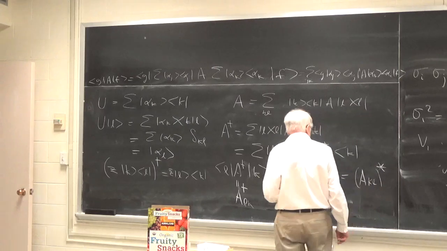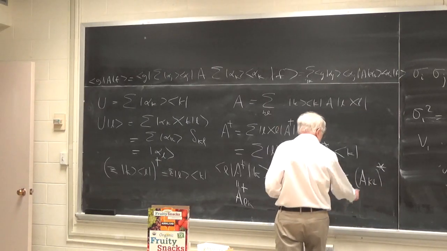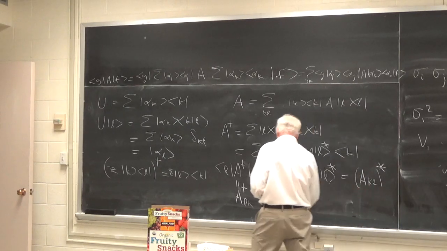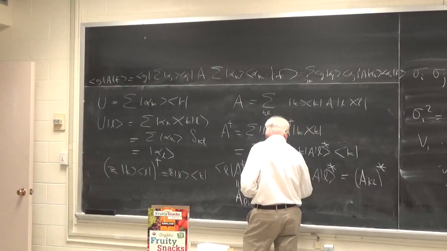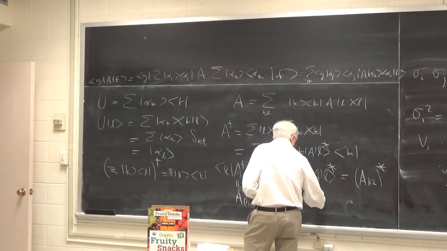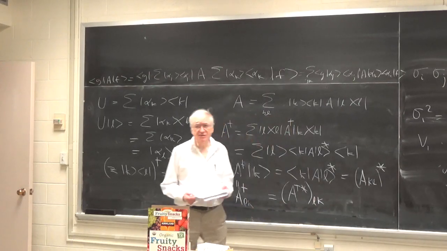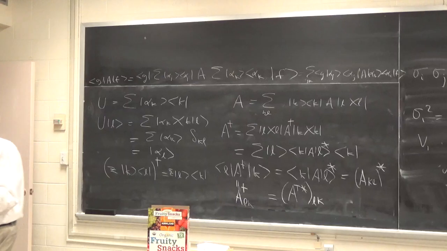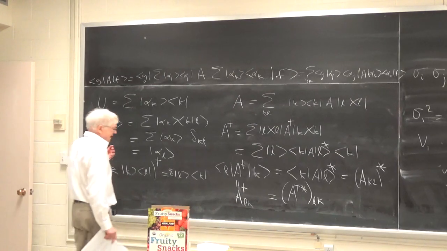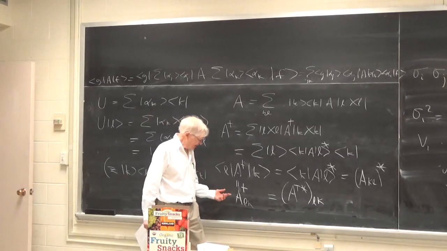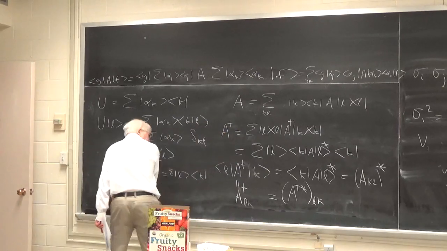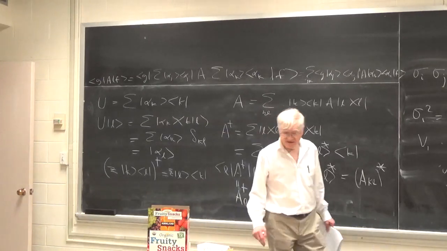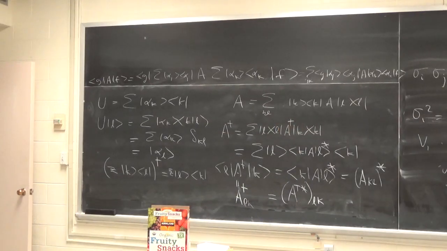And now, what is AKL? Well, this is A transpose complex conjugate LK, because when you take the transpose of a matrix, you interchange the row and column indices. So in other words, if you have a numerical matrix, the LK, let me write this a little more clearly.